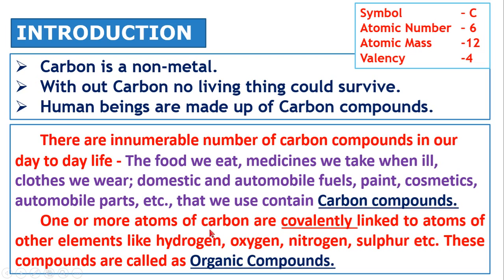One or more atoms of carbon are covalently linked to atoms of other elements like hydrogen, CH4, methane, oxygen, CO2, carbon dioxide, nitrogen, for example methylamine, CH3NH2, and sulfur, that is carbon disulfide, etc. So these compounds are called organic compounds.